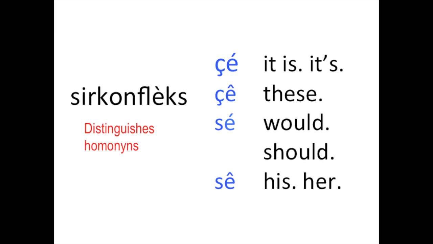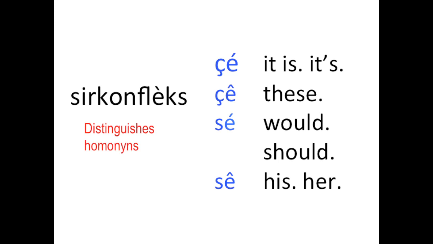The second example, c'est with a circumflex, means these. Most commonly used along Bayou Teche, really, is the way that they express these. The third example, s-e with an acute accent, means would or should. Moussé coupé: I would cut or I should cut.